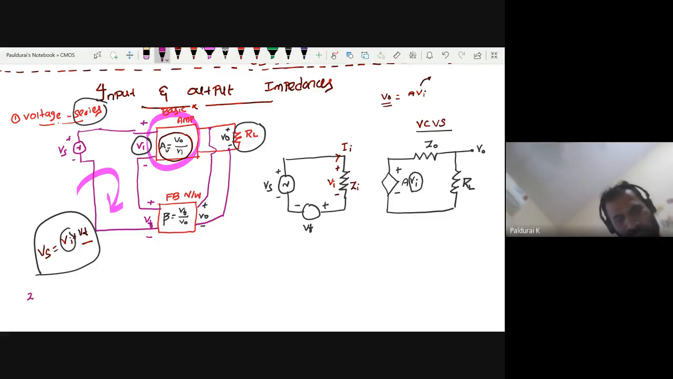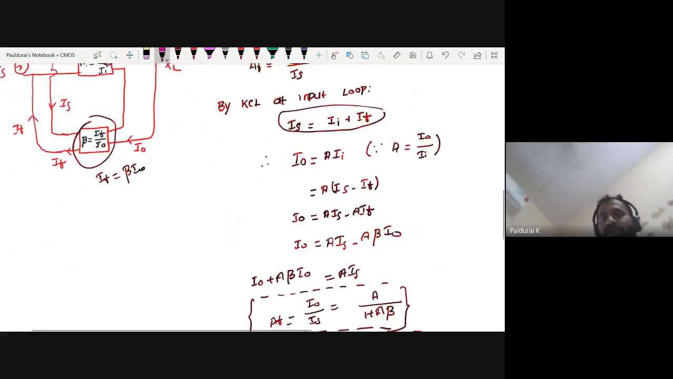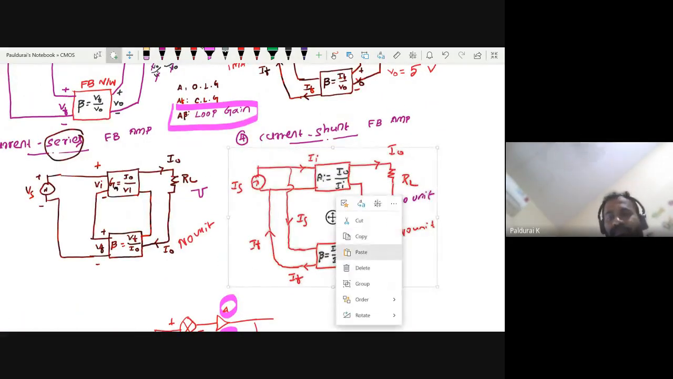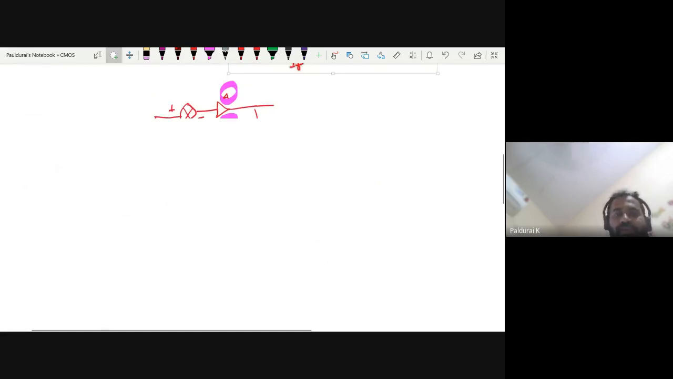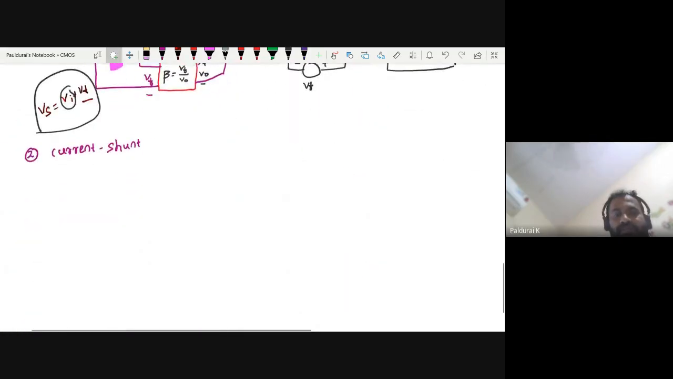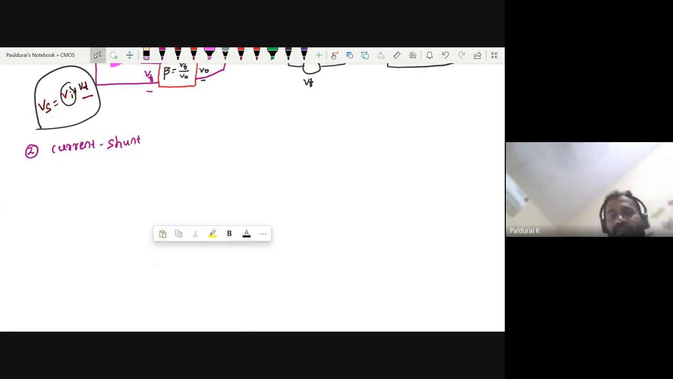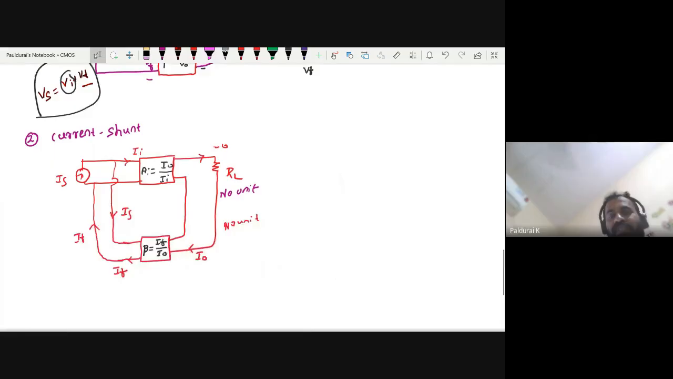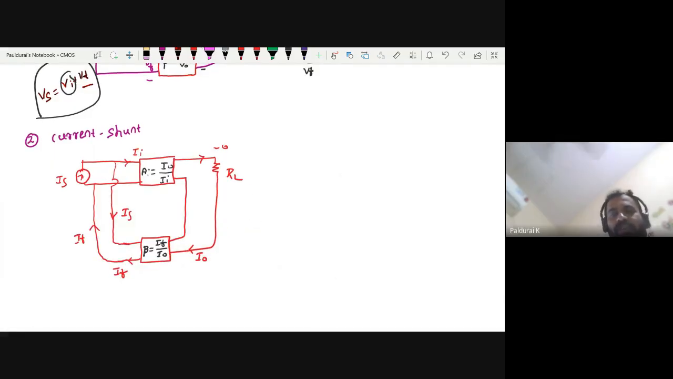Now can I go straight away to current shunt? Once I complete this, then for current series and voltage shunt, you can draw by yourself. That is the aim. So let me copy the current shunt feedback amplifier. This time my input is shunt mixing, and the output is current, that is also a current source.